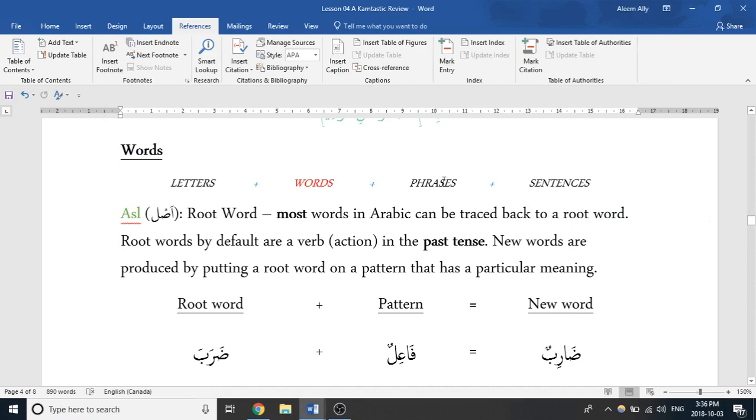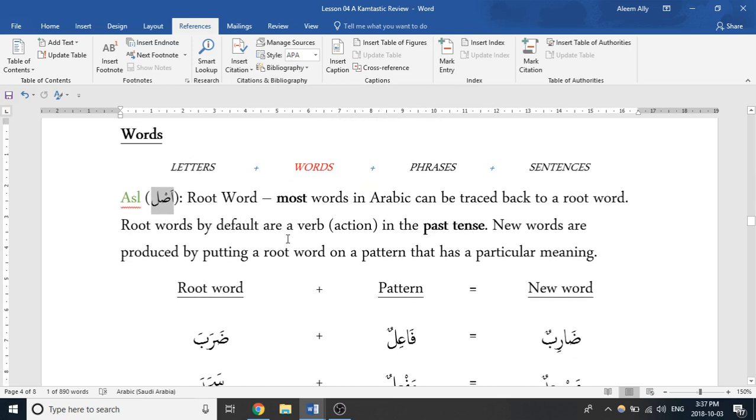So when it comes to words, majority of the words, or most of them at least, can be traced back to root words. And these are known as asl, right? Asl literally meaning the root. We get the word usul from here because the principle is the root in which we work upon in order to derive things from, right? But asl, root word, is a word in which other words are derived from, right?